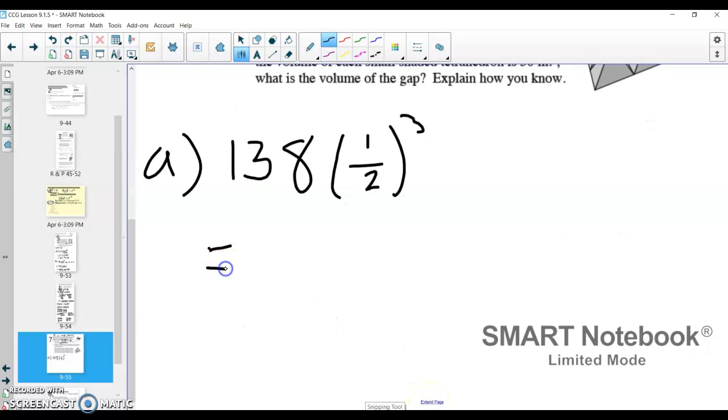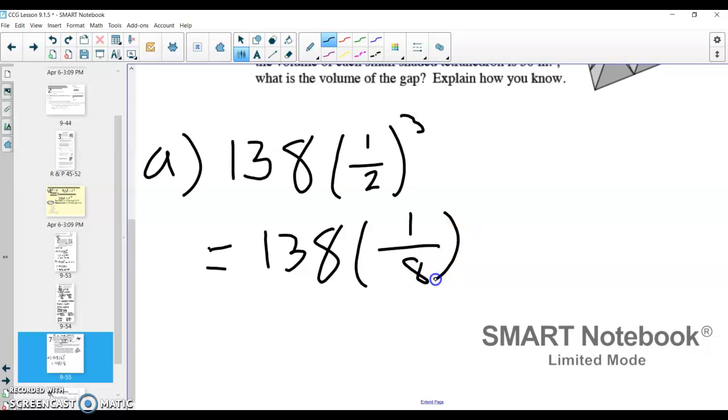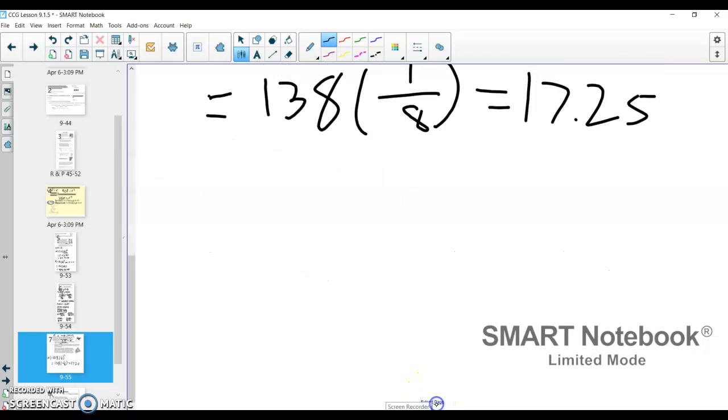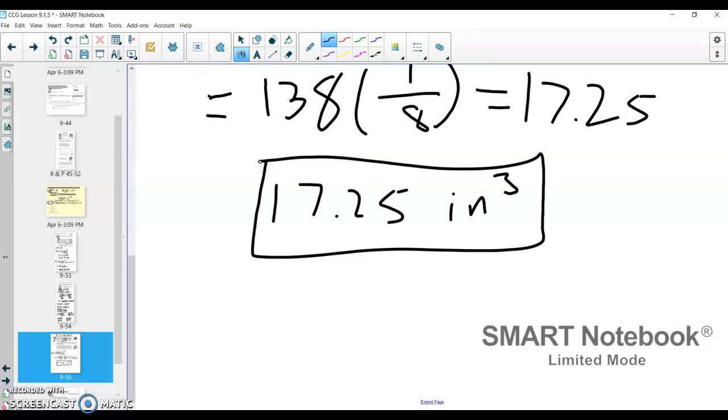All right, when I do this, 138, and then 1/2 cubed is the same thing as 1 cubed divided by 2 cubed, and 1 cubed is 1, and 2 cubed is 8. So what I'm doing is I'm multiplying here 138 times 1/8, and 138 times 1/8 is going to give me an answer of 17.25. And that's the volume of my small tetrahedron. Okay, so 17.25 inches cubed is the volume of the small. And that's part A.